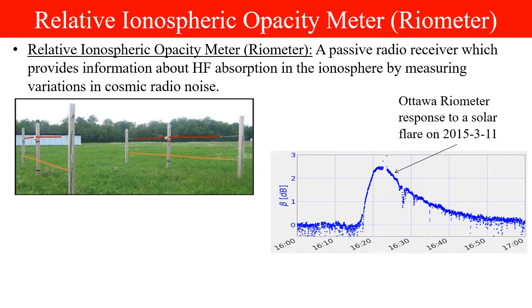It is a riometer response to a particular flare on March 11, 2015. You can clearly see the background radio noise absorption is typically around 0 dB, and whenever the flare hits, it jumps to almost 2 to 2.5 dB. So this is a typical signature of a riometer. One more thing: a riometer typically operates around 30 megahertz, not exactly, but around 30 megahertz. So this absorption is representative of absorption at 30 megahertz.